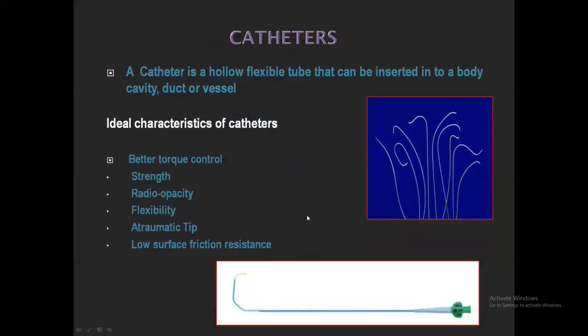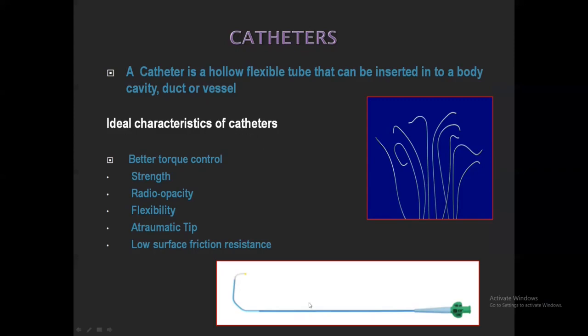So another hardware used in angiograms are catheters. Catheters are, as you know, hollow tubes. Most of the catheters are 65 centimeters to 100 centimeters in length, and the diameter varies from 3 French to some 8 or 9 French. Common diagnostic angiographic catheters are 4 French or 5 French, and maximum 6 French.